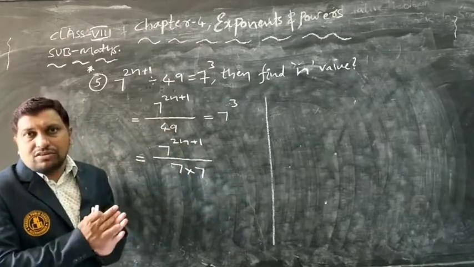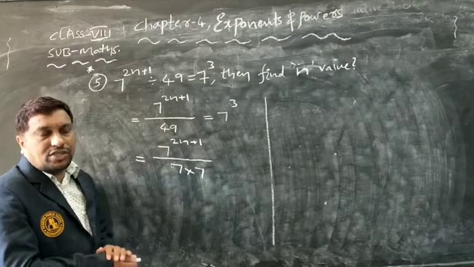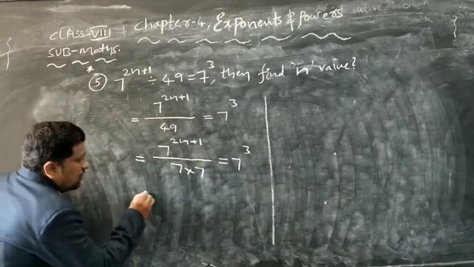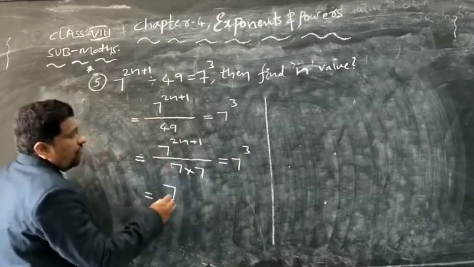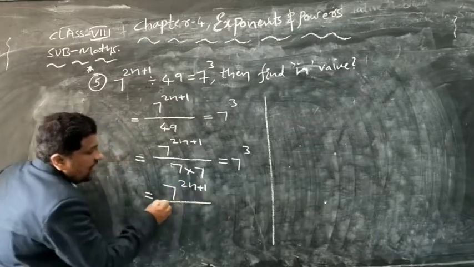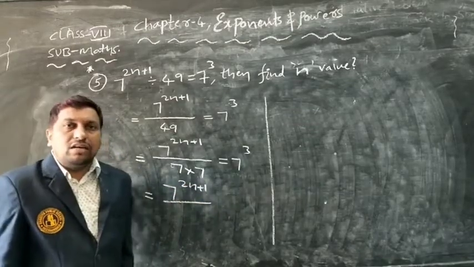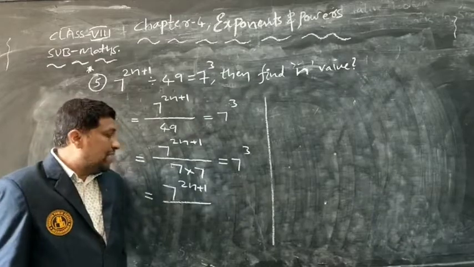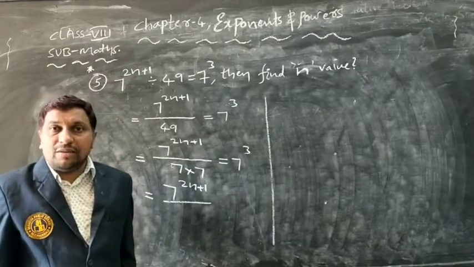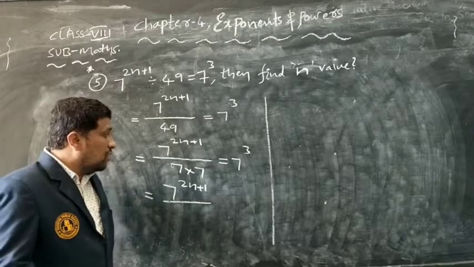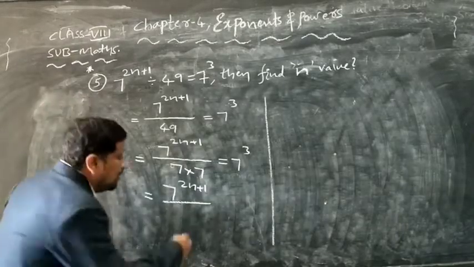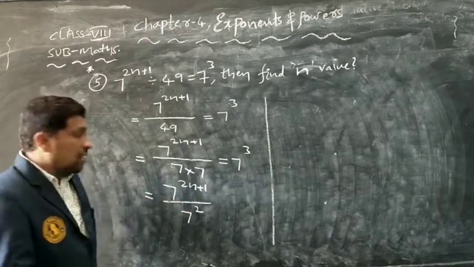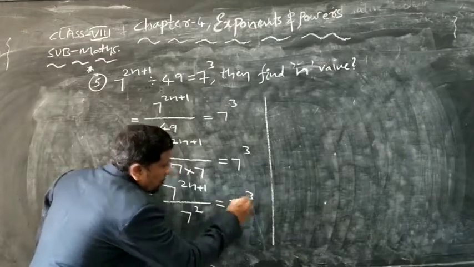Here it does not change the value. 49 is equal to 7 into 7, which is 7 square. Then 7 to the power of 2n plus 1 divided by 7 into 7. We have to use the law of exponents. Here 7 is repeated 2 times, so we write 7 square, which means 7 into 7. 7 sevens are 49, is equal to 7 to the power of 3.